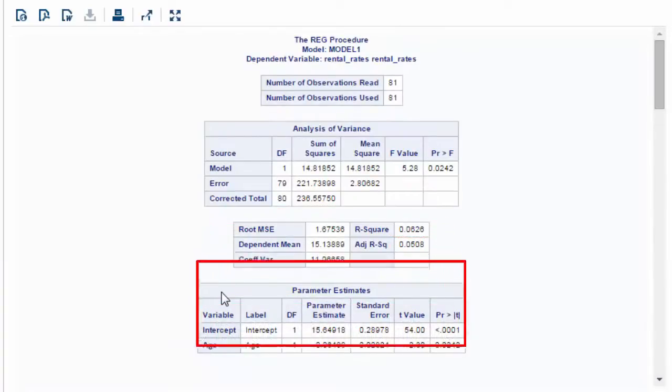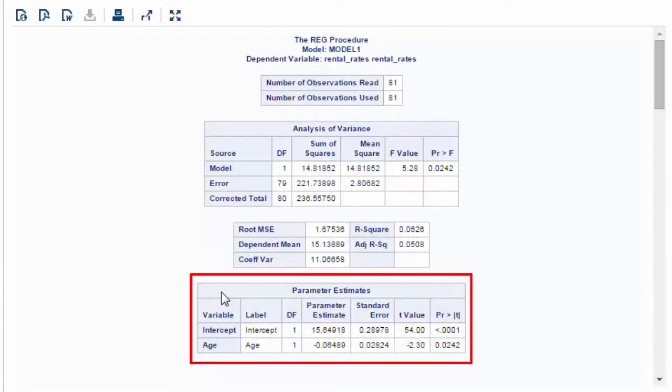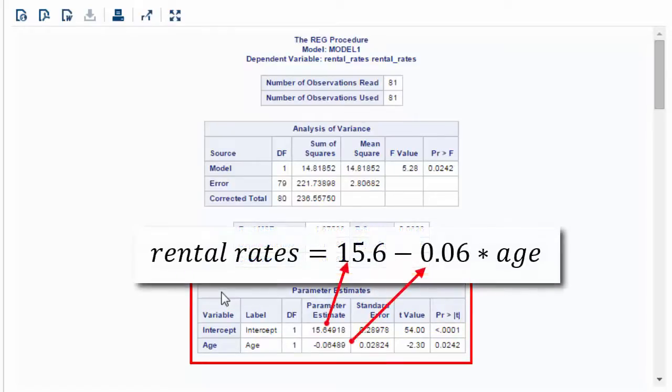Finally, we have the parameter estimates. We used this in the beginning of this lecture, remember? It shows us the estimation of the coefficients.